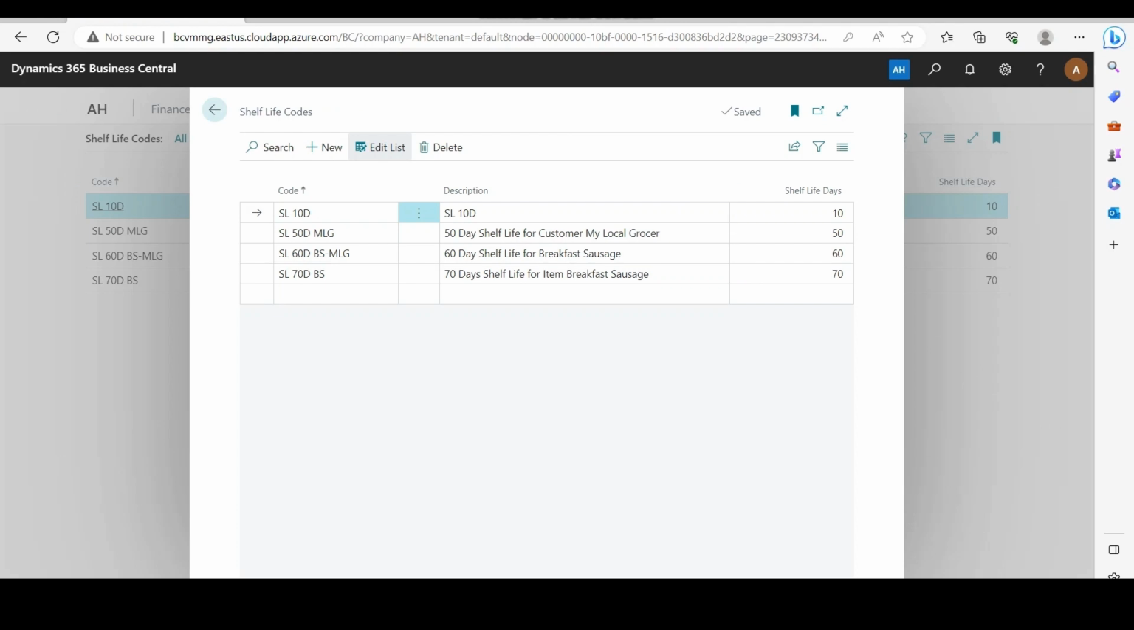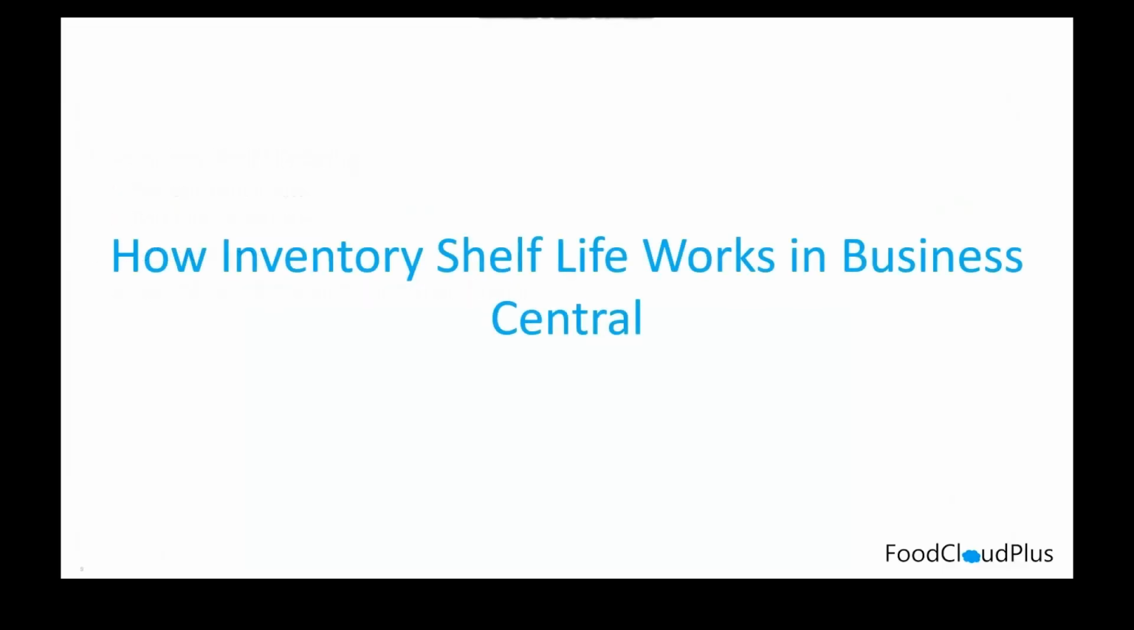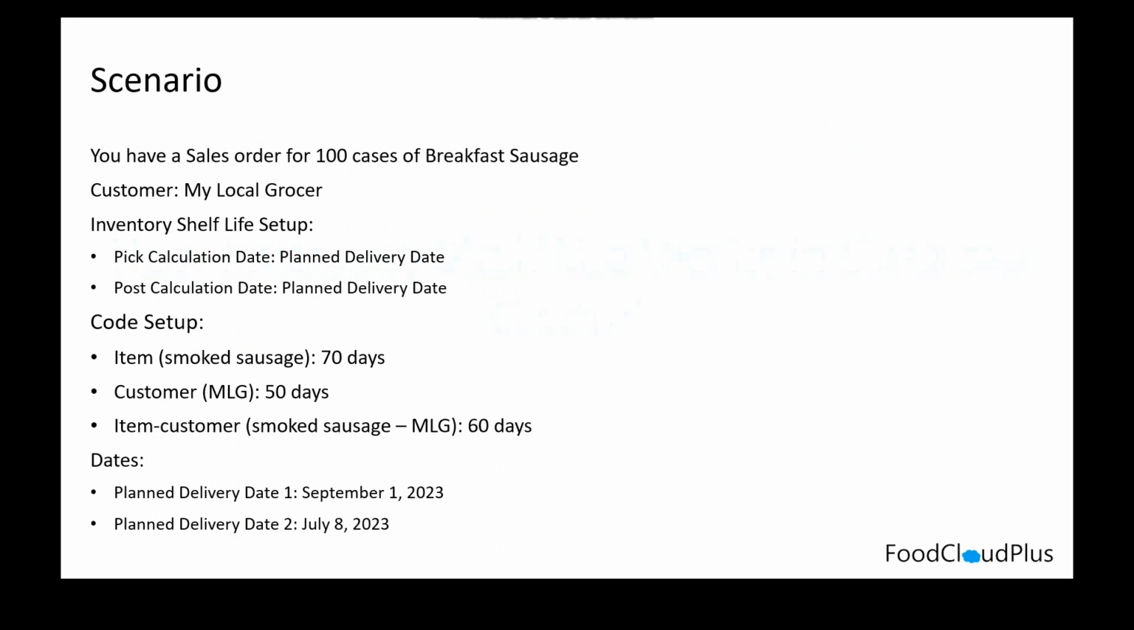Now that we've completed the setup requirements, we can see how inventory shelf life works in Business Central through a scenario. Let's assume we have a sales order for 100 cases of the item breakfast sausage for the customer, my local grocer. Our inventory shelf life setup is as follows.